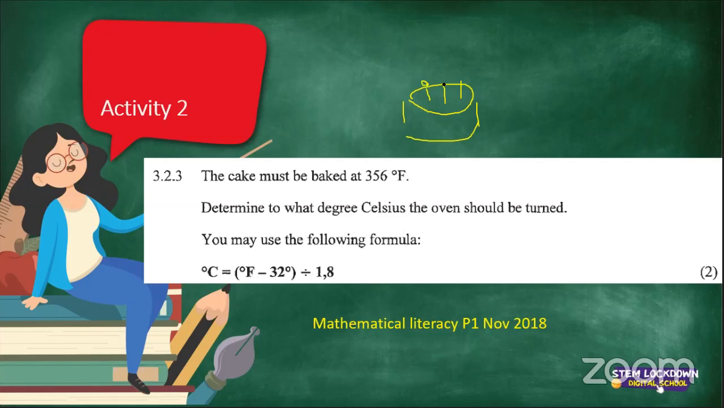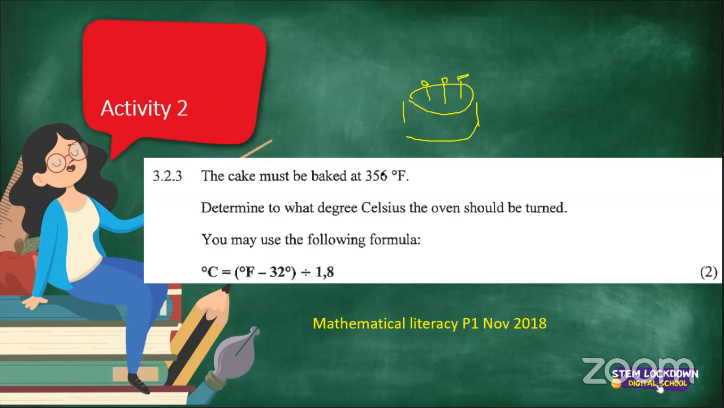It's not a good looking cake, but it's a cake. Okay, baked at 356 degrees Fahrenheit. Now determine to what degree Celsius the oven must be turned. So let's say this recipe is from a friend of yours from the USA, and they give you the value for your temperature setting in degrees Fahrenheit. Because in South Africa, our ovens are in degrees Celsius.